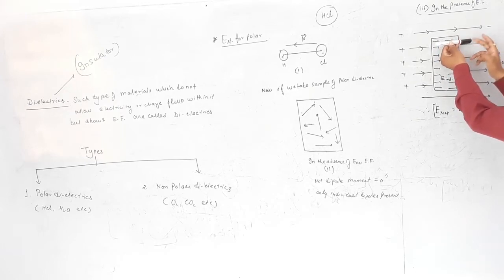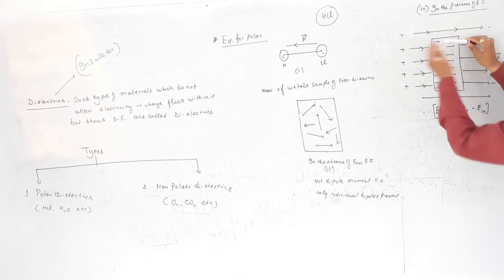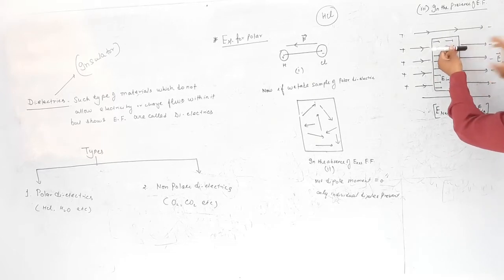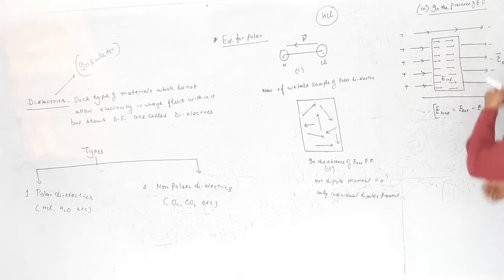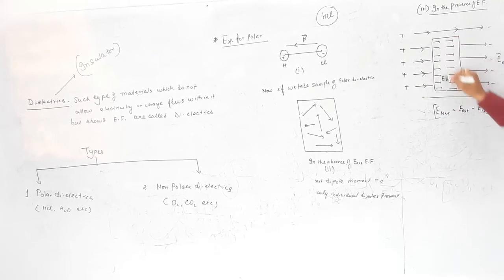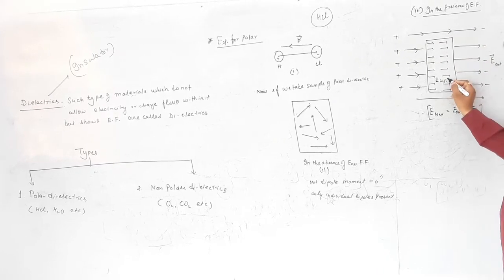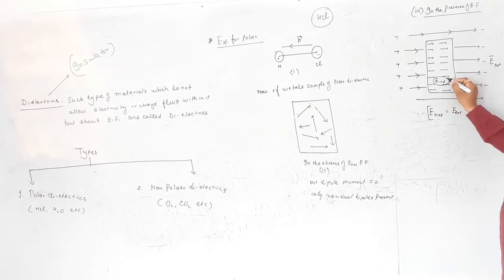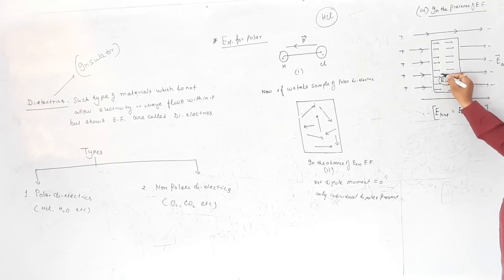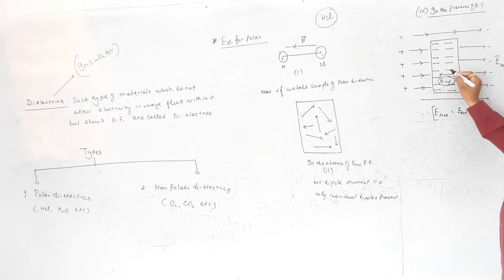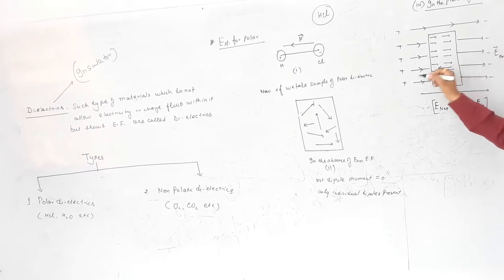You can see this is the arrow direction, this is plus, this is minus. Now plus is towards the minus and minus is towards the plus of the external electric field. That is, all the dipoles align themselves in the direction of the external electric field. So inside this sample you will observe there is an induced electric field present. Induced, whose direction is this, because inside positive is here and negative is here. So this is the direction of the induced electric field.